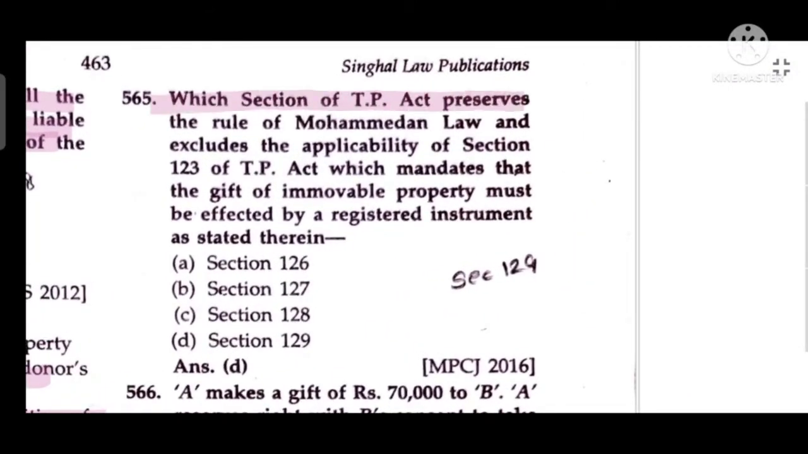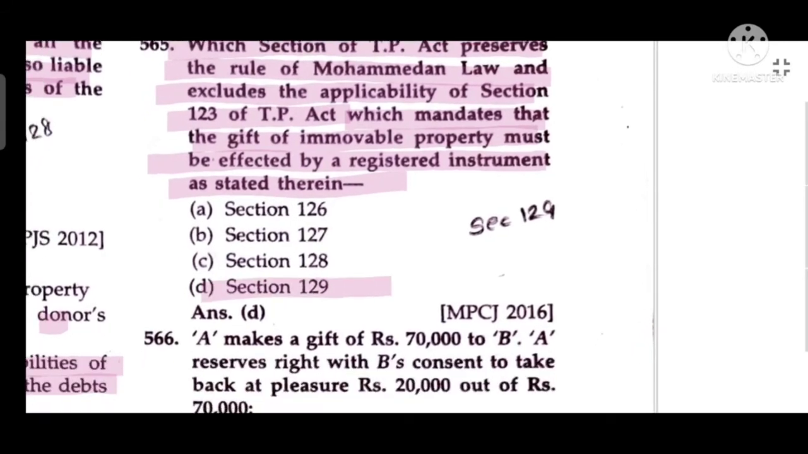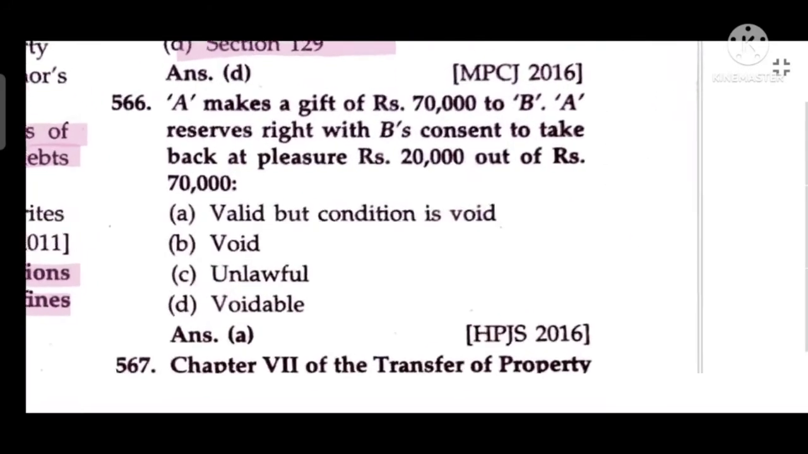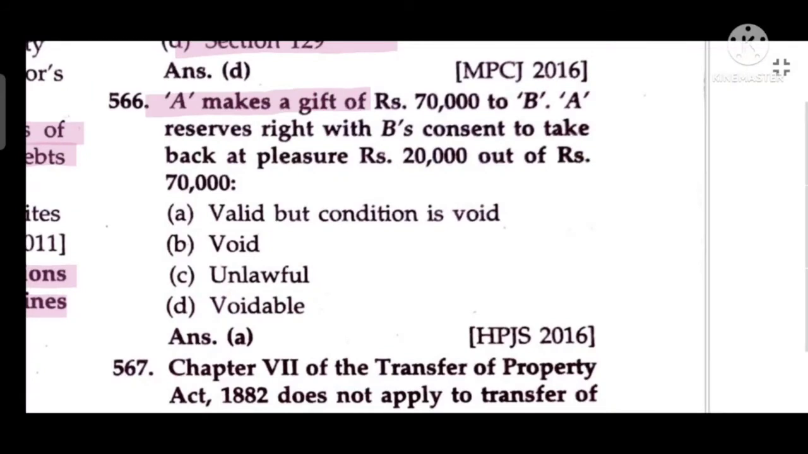Which section of the TP Act preserves the rule of Mohammedan law excluding the applicability of Section 123, which mandates that the gift of immovable property must be effected by a registered instrument as stated therein? Section 129.